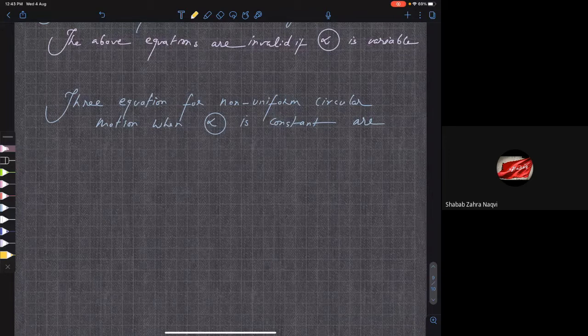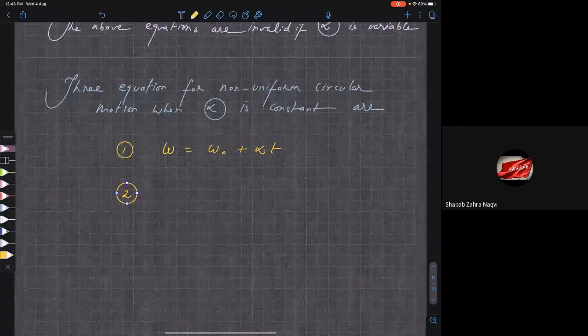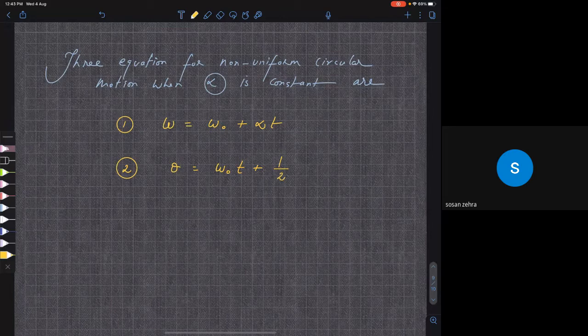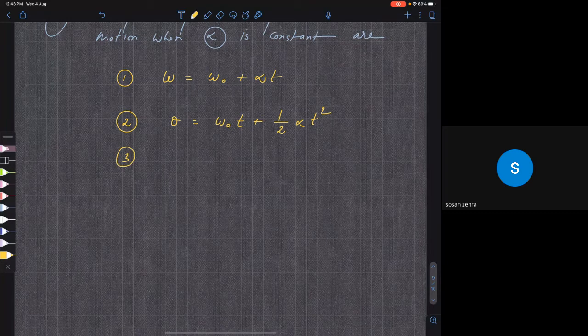So three equations for non-uniform circular motion when alpha is constant are very easy to remember. Just like v equals u plus at, we have omega equals omega naught plus alpha t. Second, s equal to ut plus half at square becomes theta equals omega naught t plus half alpha t square. And v square minus u square equals 2as becomes omega square minus omega naught square equals 2 into alpha into theta. Clear?